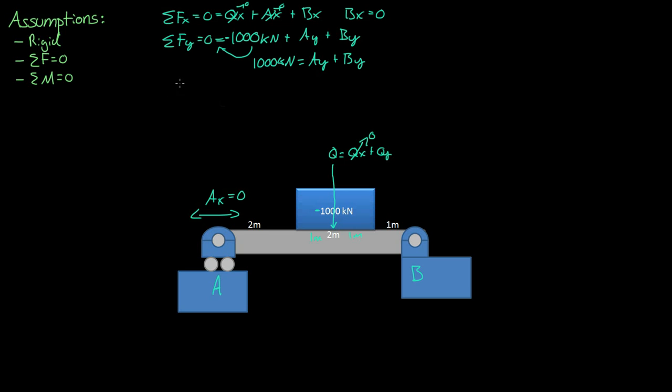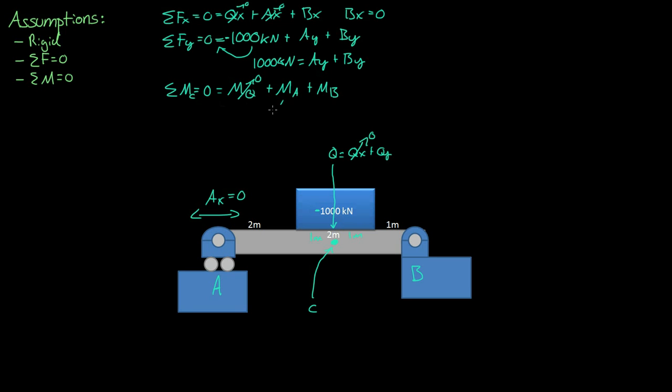Now we'll move on to the summation of the moments. The summation of the moments must equal 0. So what's the point we want to do? Let's do this point right here, and let's call it C. So the moment about C must equal 0. So the moment of Q around C, since it's pointing straight at C, there is no lever arm, so that's 0, plus the moment of A, plus the moment of B.